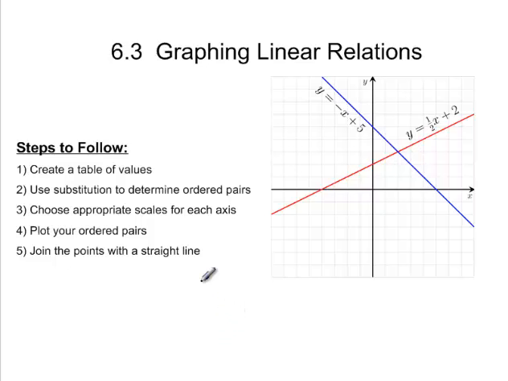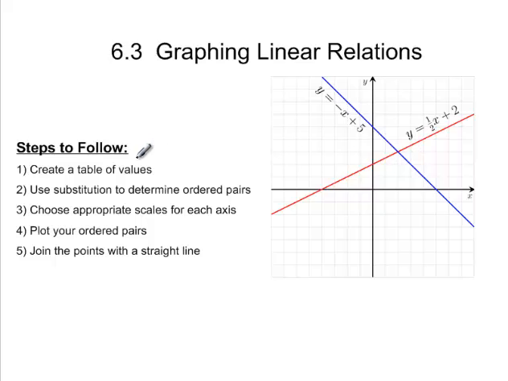Okay, so today we're going to be talking about graphing linear relations. When we're doing so, what we're working on doing is taking an equation that's in the form of y equals mx plus b. So, for instance, something like y equals negative x plus 5, that would be y equals mx plus b. Or y equals 1 half x plus 2. So we're working on taking an equation in this form and actually graphing it onto a graph.